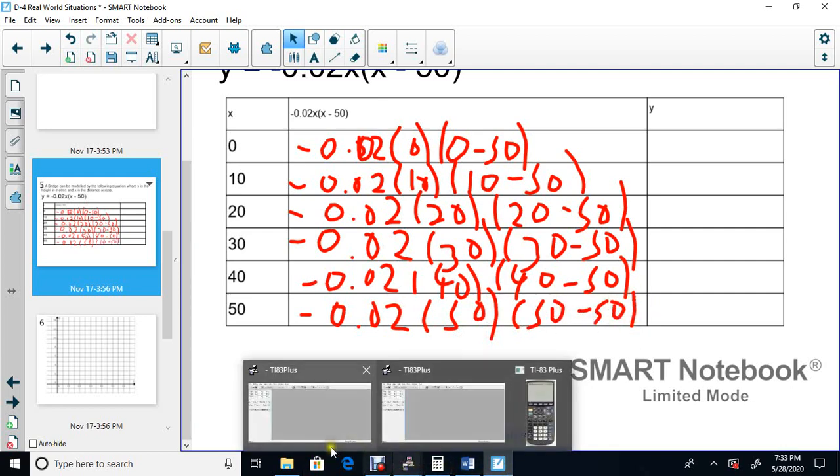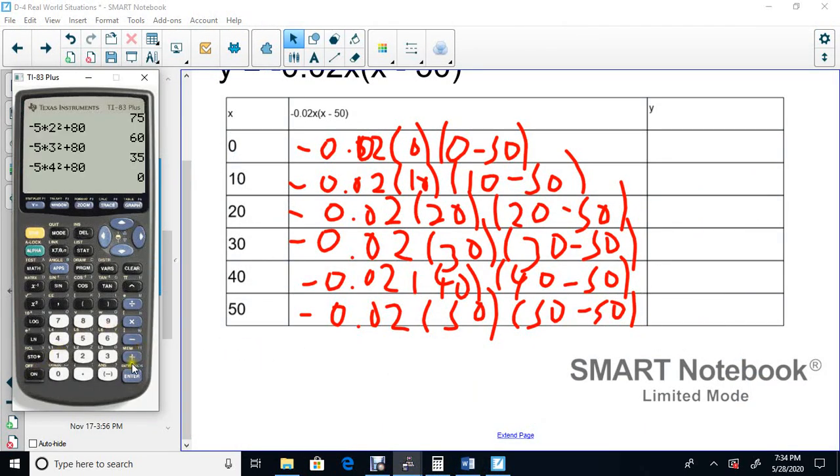So all calculator work here. Let's go right to the calculator, turn it on, and we'll clear this. So negative 0.02 bracket 0. Well, no cos. I don't know where that came from. Let's clear that again. Negative 0.02 bracket 0, and then close the bracket, and then 0 minus 50. And you get 0 for the first one.